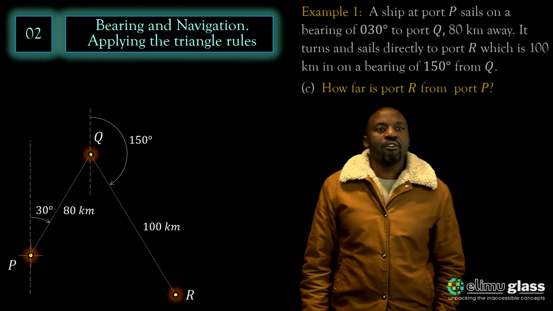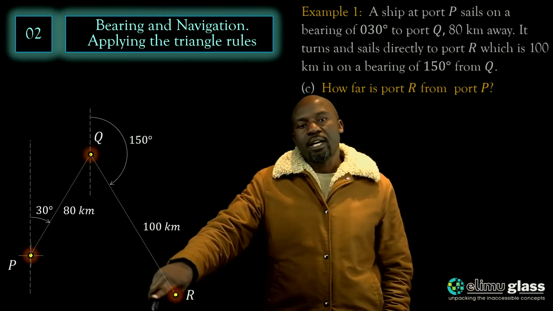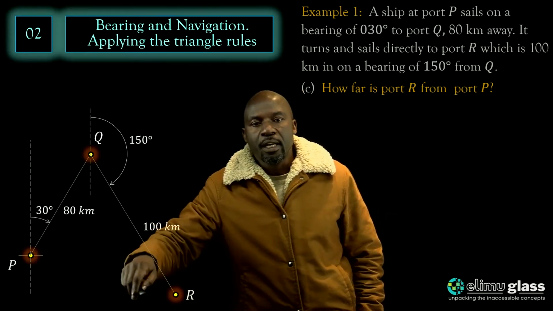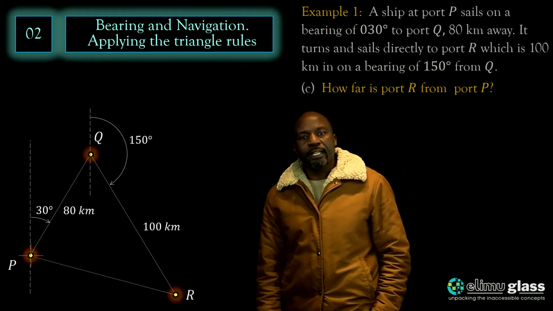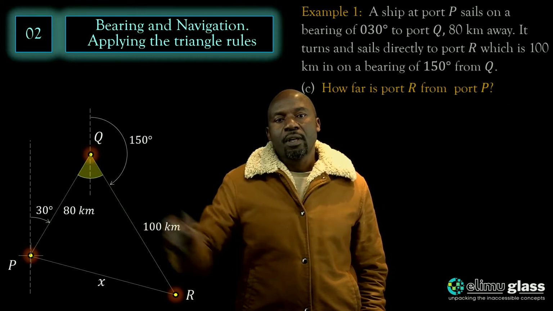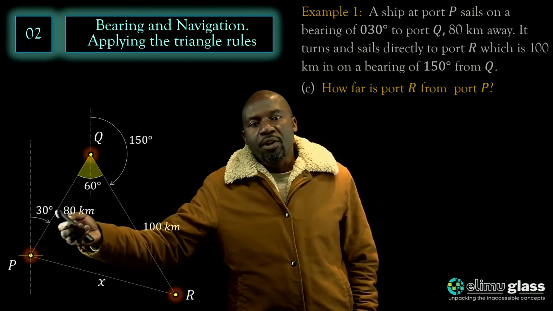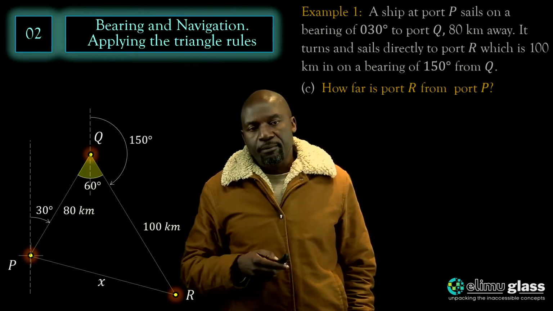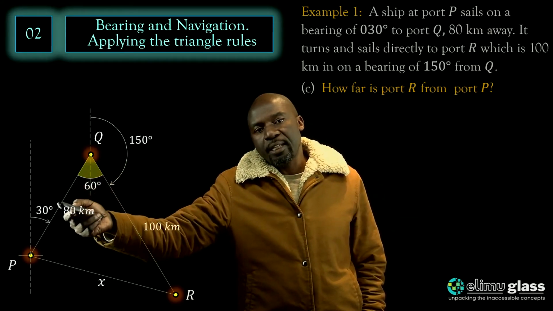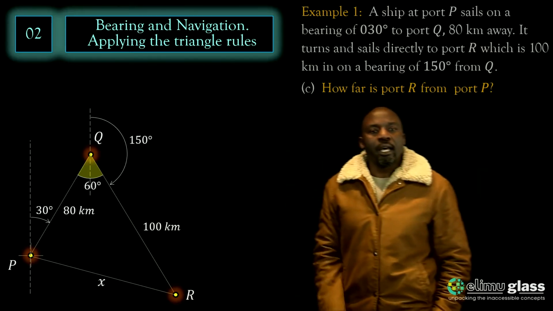Part C, how far is port R from port P? How far is R now from P? That means we are looking for this distance here. We can represent that distance by a line there and call it X. Since we know this angle here to be 60 degrees, we just found it earlier, and we know the sides that form it, that angle becomes the included angle for the sides 80 kilometers and 100 kilometers. So we can use the cosine rule to find the distance X.